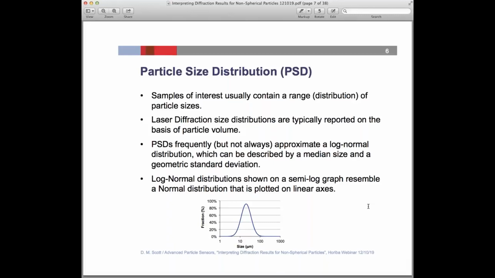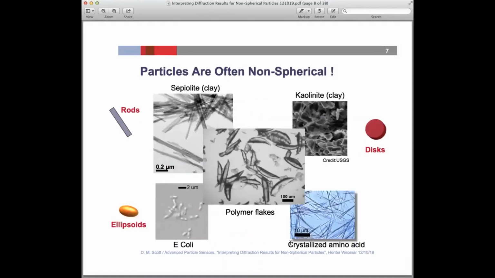Log normal distributions, when you plot them on a semi-log graph, they resemble a normal distribution that is plotted on linear axes. And there at the bottom, you can see it's a log normal distribution, and it looks kind of like a bell-shaped curve, except that the axis here is logarithmic. So that's typically what we see in the case of spherical particles. Unfortunately, or not, it's just a fact of life. The particles are often not spherical. In fact, most of the time they are not spherical, and we're always dealing in terms of approximations.